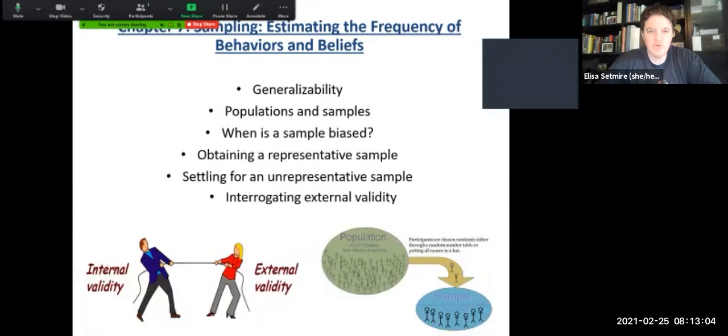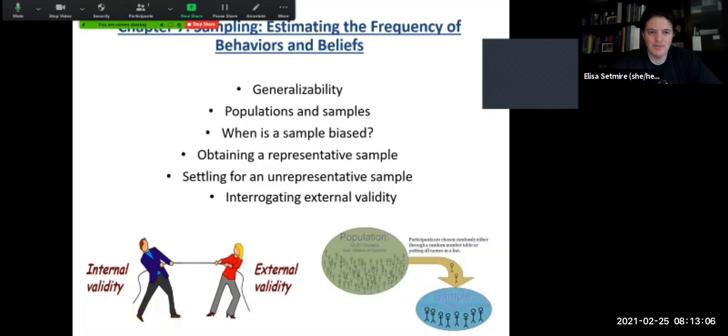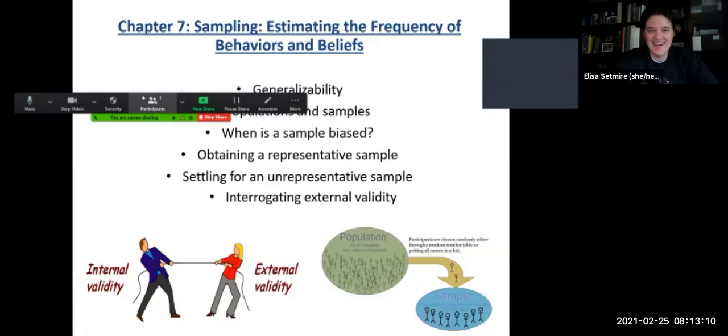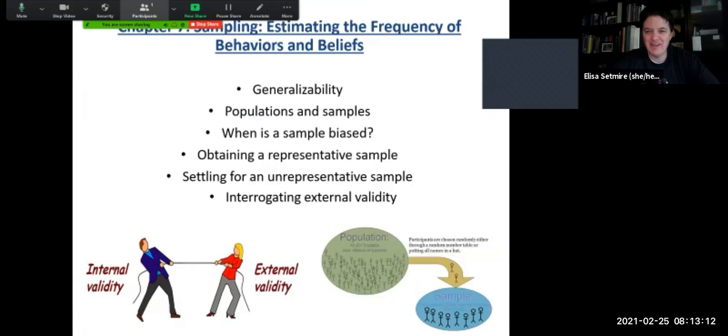Hi, everybody. This week we're looking at our chapter on sampling. Chapter 7 on sampling, estimating the frequency of behaviors and beliefs.